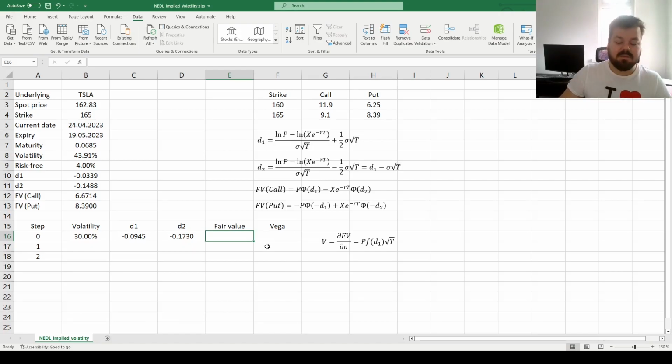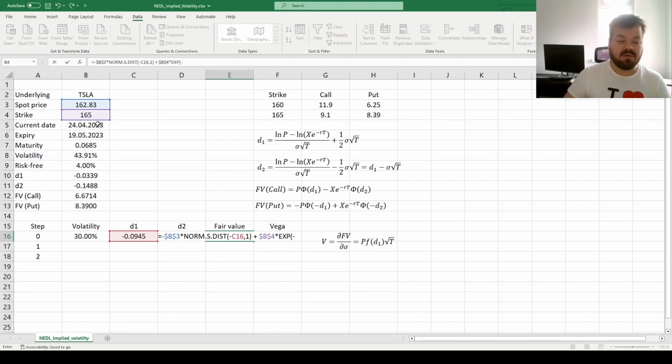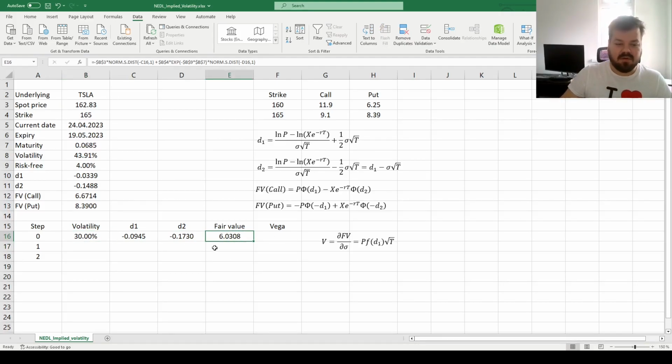For fair value, again, we are basing it on the put, so we need to translate this formula into the language of Excel. So minus the spot price locked times the standard normal distribution of negative D1, 1 for cumulative, plus the appropriately discounted strike price, so strike price locked times the exponent of negative risk-free rate locked times maturity locked, and times the normal standard distribution of negative D2, 1 for cumulative. We see that at 30%, the fair value of the 165 strike put is quite below 8.39.